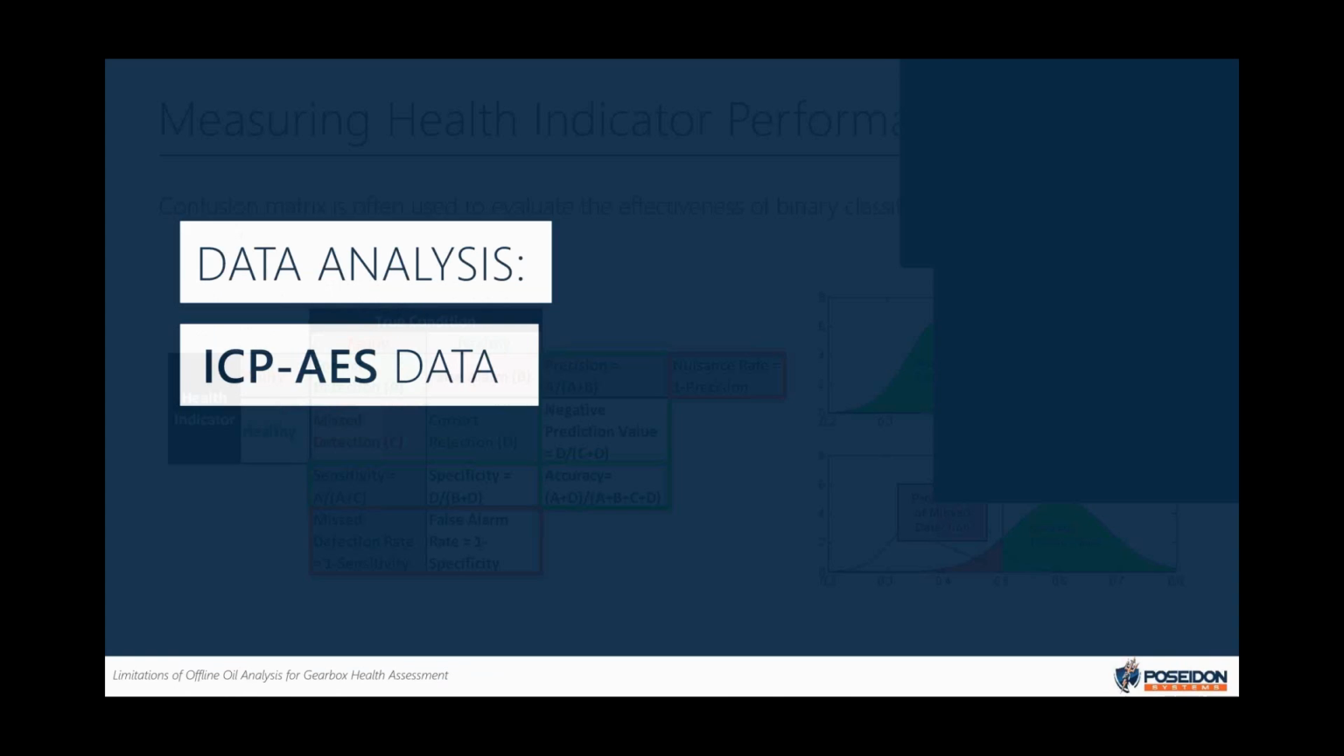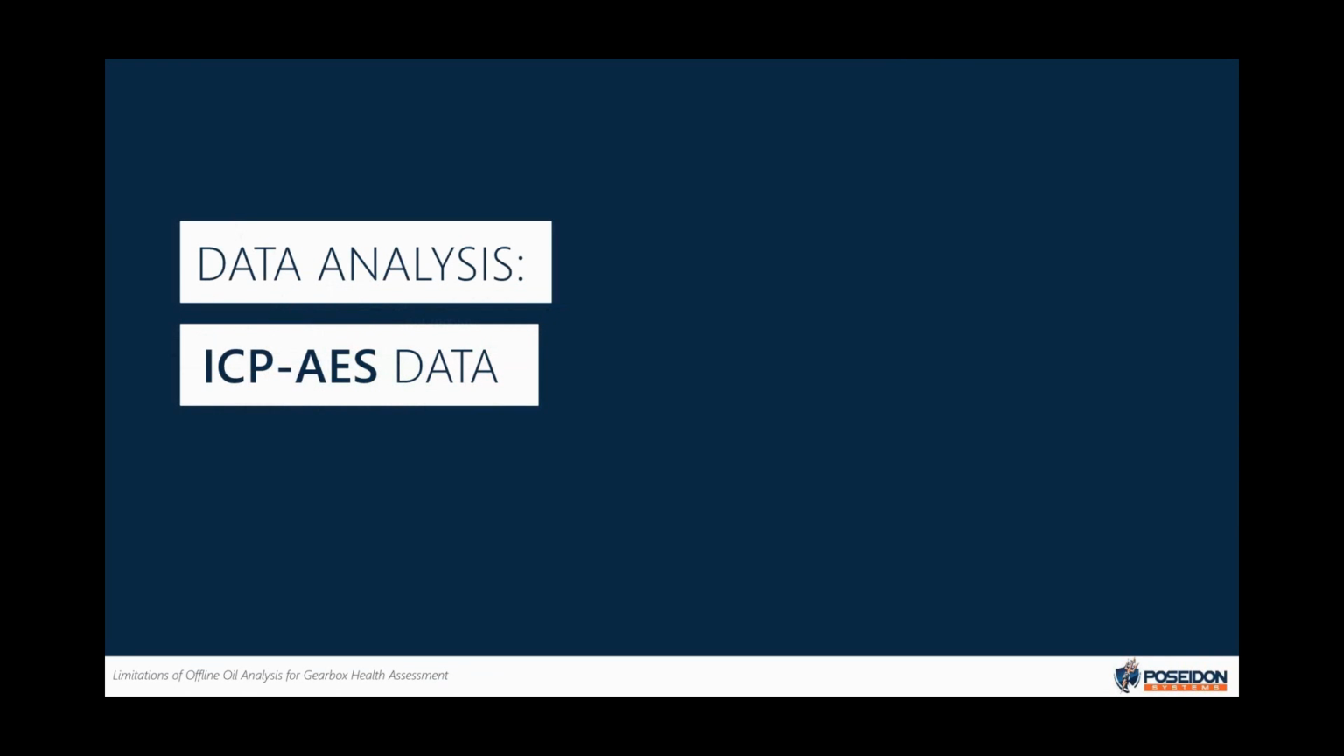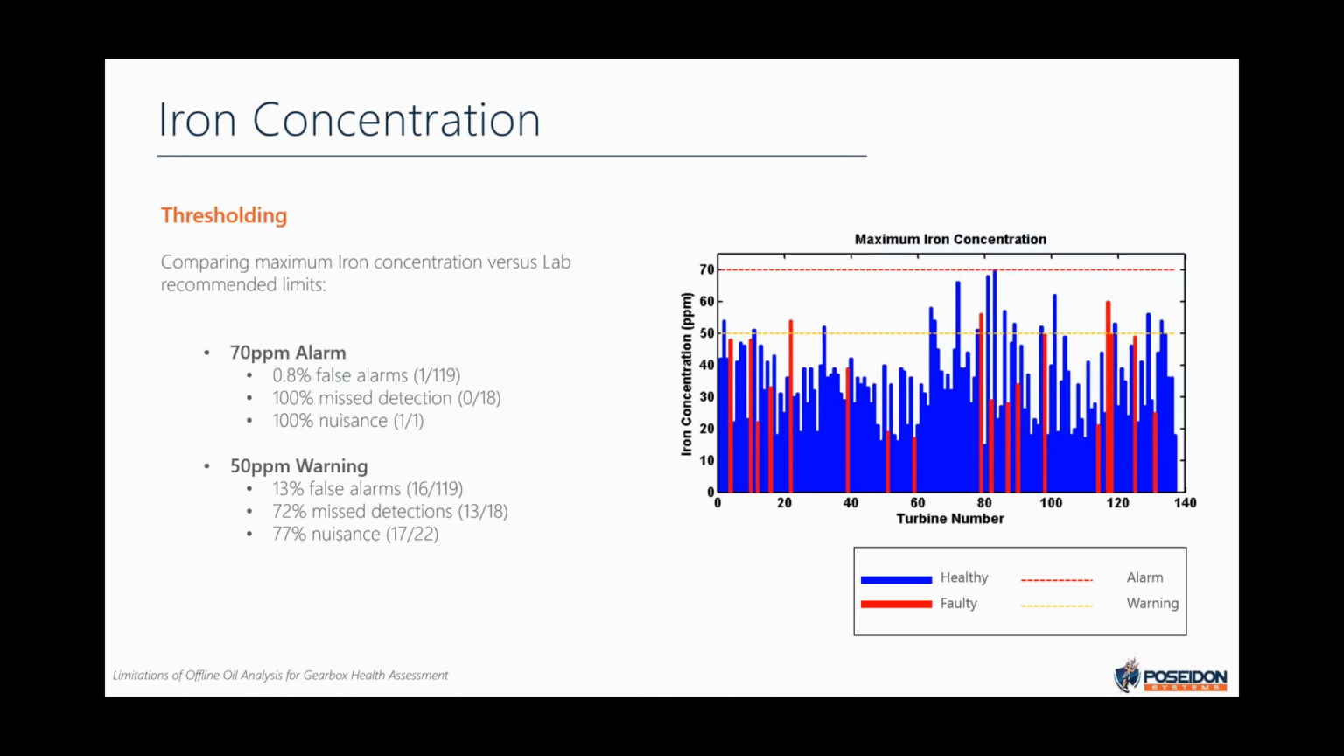So we'll start with our data from the ICP-AES analysis on our 137 wind turbines. The iron concentration for each of the wind turbines is shown here. Using the lab recommended warning and alarm limits of 50 ppm and 70 ppm respectively, we found that iron concentration data across the site was a poor indicator of gearbox health.